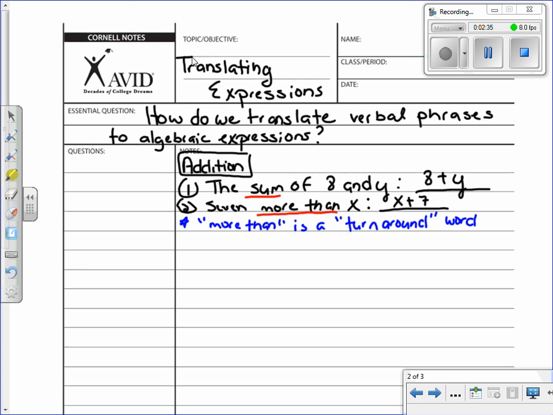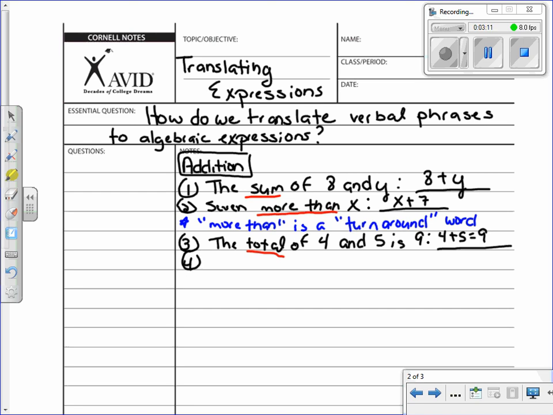Example 3. The total of 4 and 5 is 9. That translates to 4 plus 5 equals 9. The key word there is total. If you see the word total, you know that means addition.